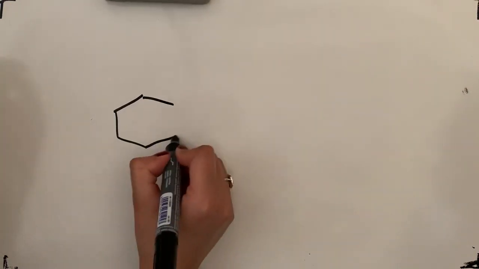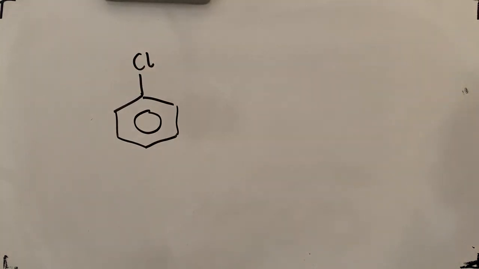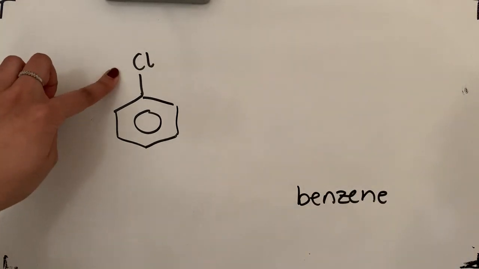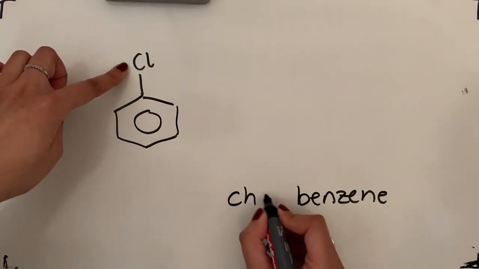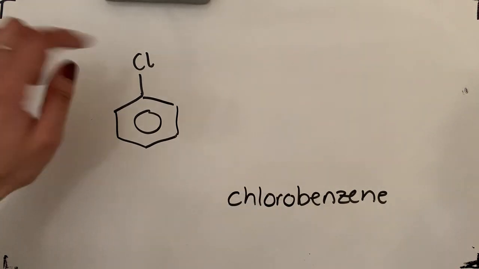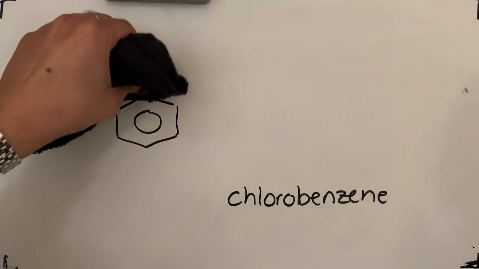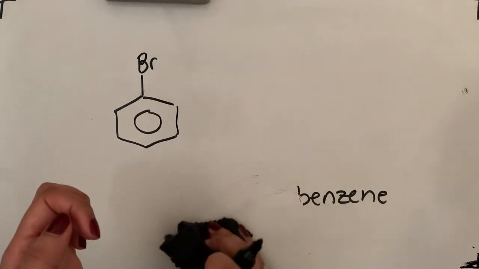Right, let's look at compounds that aren't hydrocarbons. So let's say in this one over here, we've got a chlorine atom coming off. So again, your benzene ring is the parent, so it's going to end in benzene. And chlorine as a substituent is classed as chloro. So this compound here is called chlorobenzene. Same applies for any other halogen coming off of it. So for example, if we had bromine, this would be called bromobenzene.